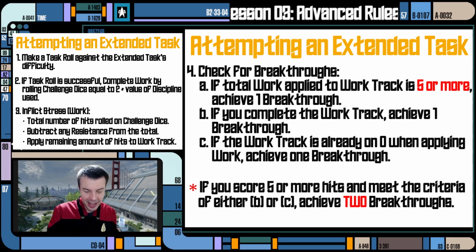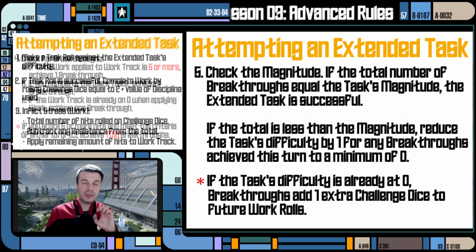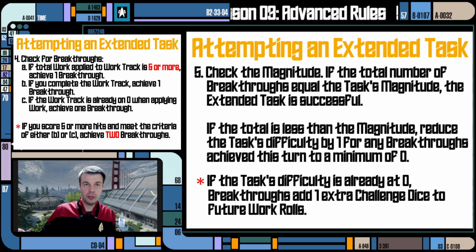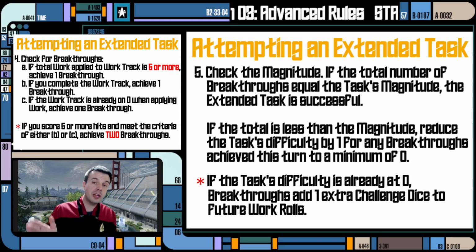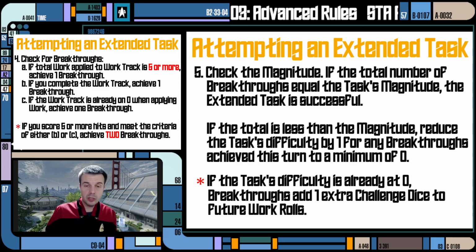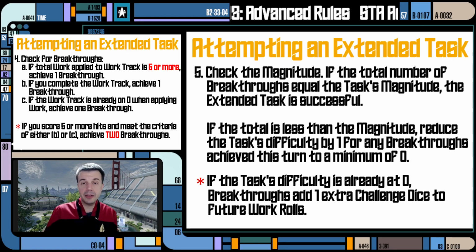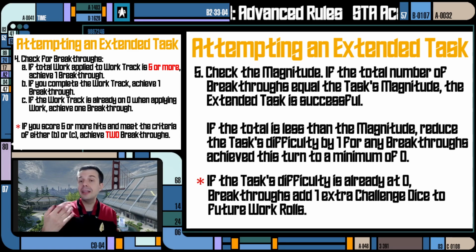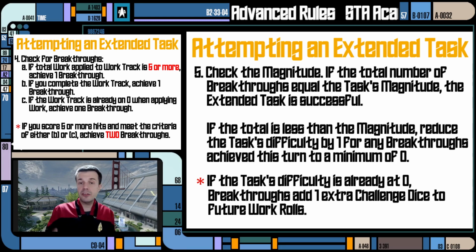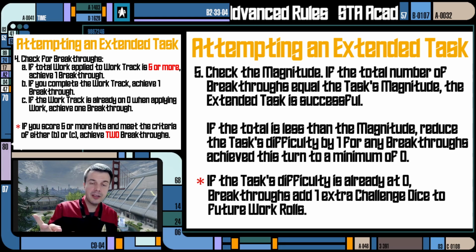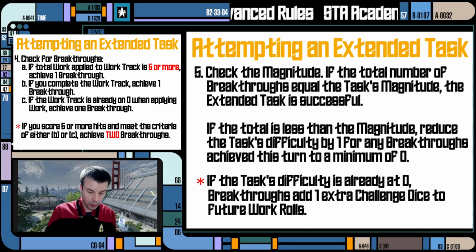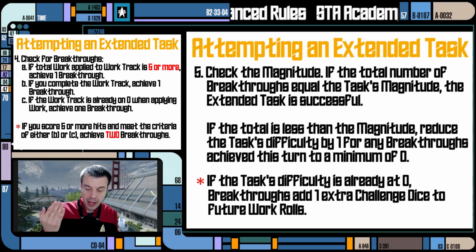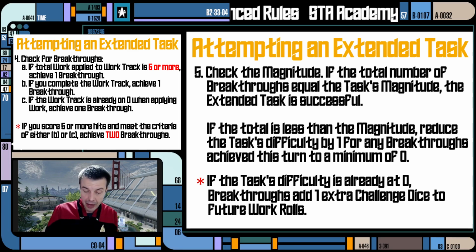Okay, so the next thing is once you apply your breakthroughs, you're going to check the magnitude, or however you are keeping track of this. If the number of breakthroughs that you have achieved total is equal to whatever the magnitude is for this extended task, the task is over, you succeeded. If it's a magnitude 4 extended task and you hit your 4th breakthrough, it's done. It's over, you win. So make sure you check after you apply the breakthroughs every time.